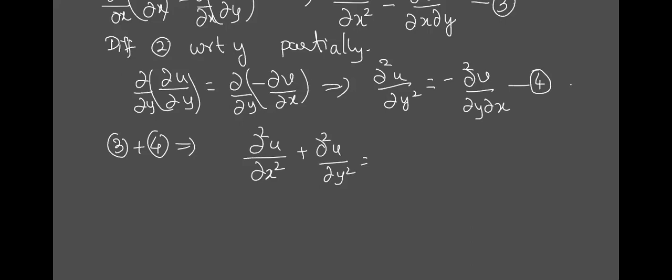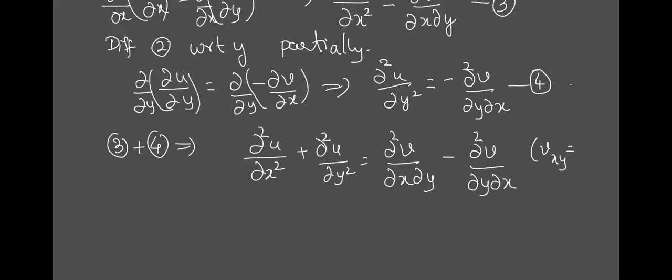What is the RHS part here above? ∂²v/∂x∂y. I'm adding, but still this has a minus. So minus continues or it becomes plus? Plus into minus is minus. Now, you have learned one thing. What is the derivative of v with respect to xy and the derivative of v with respect to yx? Are they the same or are they different?